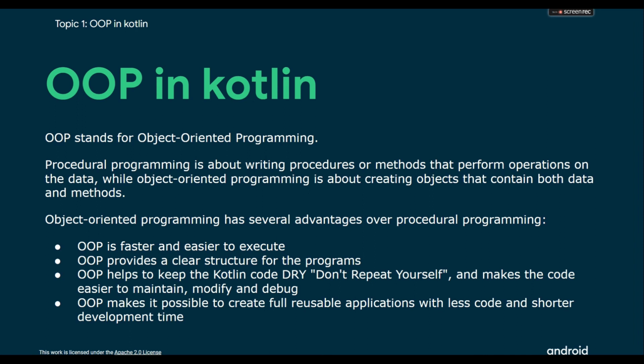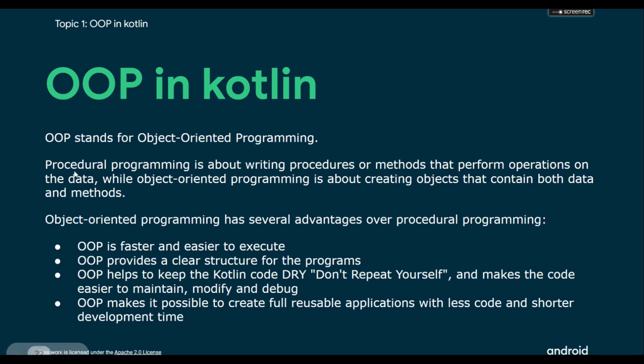Now, what is OOPS? OOPS is object-oriented programming. Procedural programming is about writing procedures or methods. Now, what is a method or procedure? A method is nothing but a function that we just saw right now. So that performs operations on the data, while object-oriented programming is about creating objects that contain both data and methods.